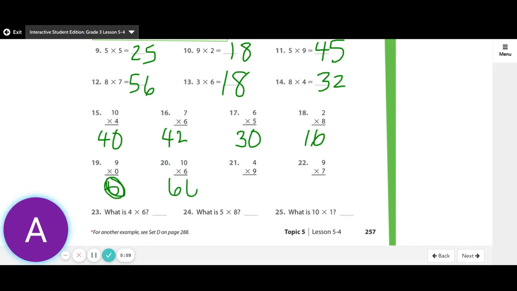10 times 6 is 60. 4 times 9 is 36. 9 times 7 is 63. 4 times 6 is 24. 5 times 8 is 40. And 10 times 1 is 10. Let's look at the back.